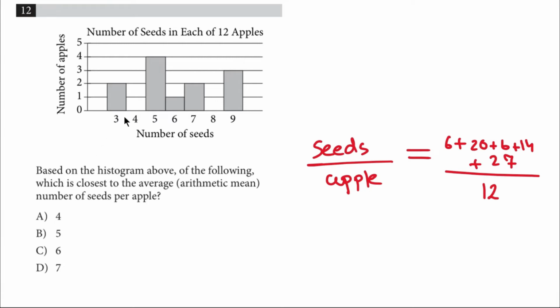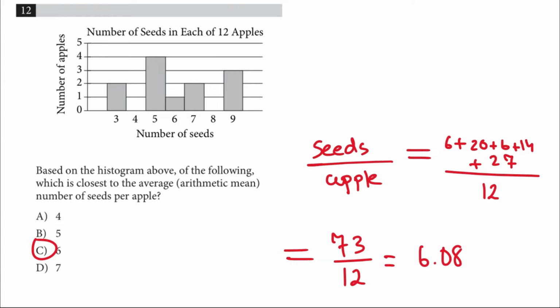Now notice, I didn't just write 3, 4, 5, 6, 7, 8. I had to multiply the number of seeds by the number of apples, because this many apples contain this many seeds. So in order to find the number of seeds, I need to multiply them also by the amount of apples. Now let's do this division. That division is going to be equal to 73 divided by 12, which you can solve on your calculator, and it will give you around 6.08. So 6 is the closest answer, and therefore it is correct.